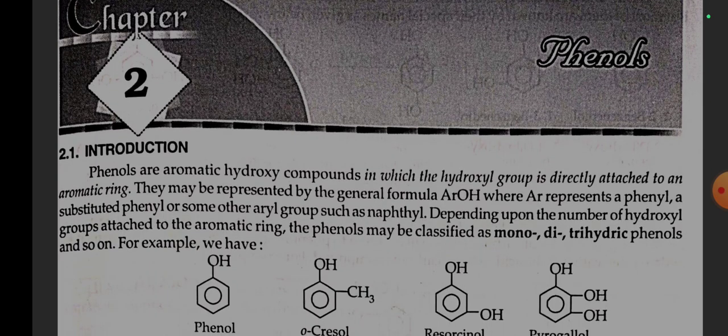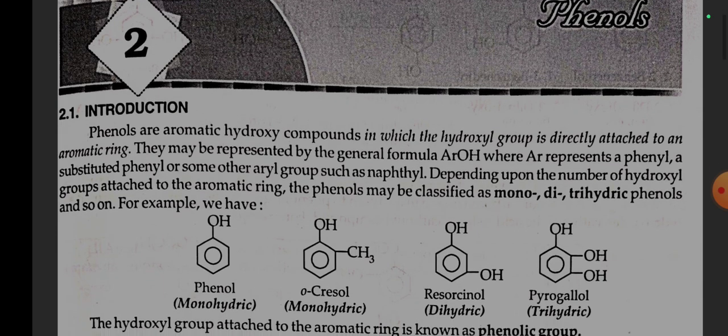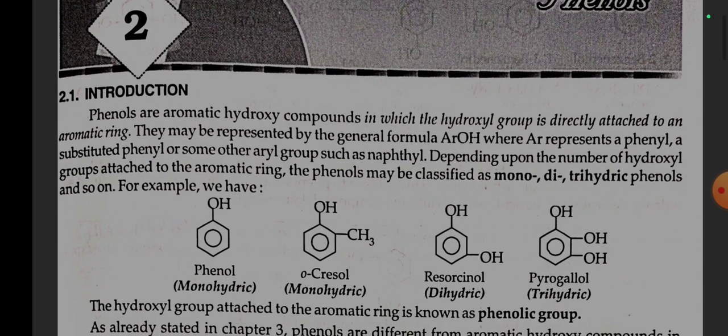Phenols. Introduction. Phenols are aromatic hydroxy compounds in which the hydroxyl group is directly attached to an aromatic ring. They may be represented by the general formula ArOH, where Ar represents a phenyl, a substituted phenyl, or some other aryl group such as naphthyl. Depending upon the number of hydroxyl groups attached to the aromatic ring, the phenols may be classified as mono, di, trihydric phenols, and so on.